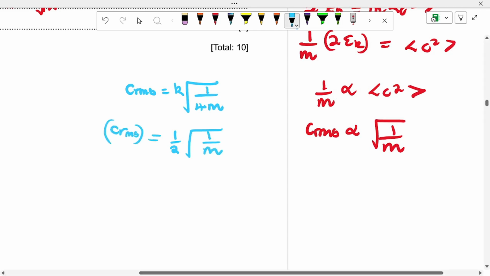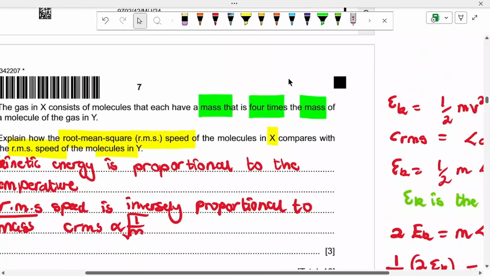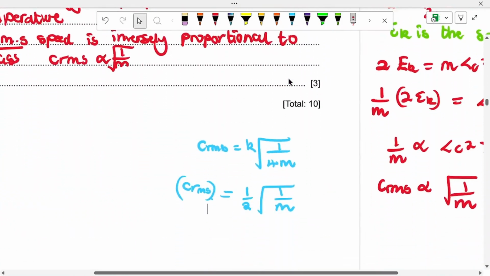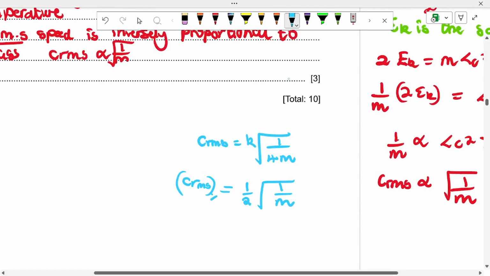This is for y, because this is for x, which is the mass that is 4 times the mass of y. So this is for x, right? But I already know that the root of 1 over m alone is already for y. So C_RMS for x will be equal to 1/2 the C_RMS for y. And that's a trend, a relationship that I've established.